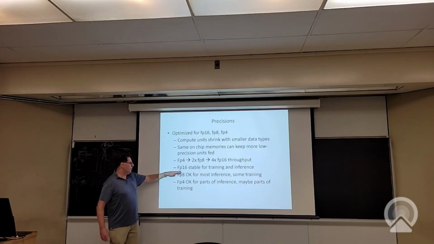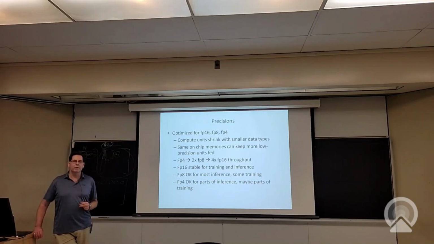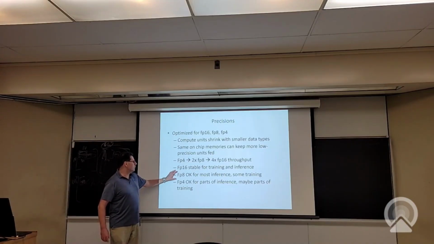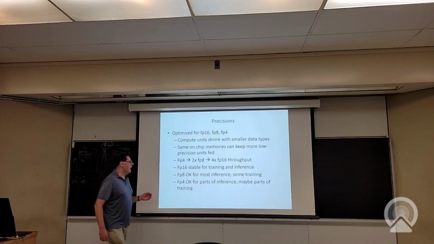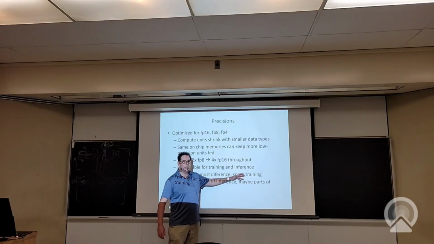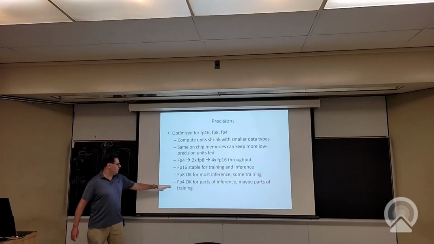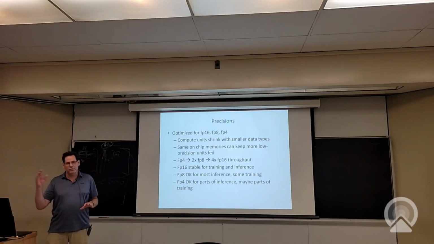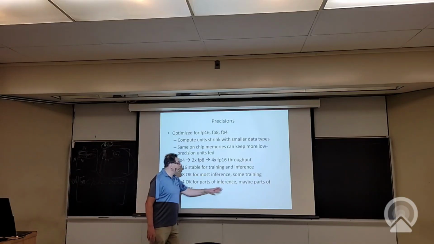So what do they use this for? FP16 is at this point stable for both training and inference. You normally do not have to train in FP32 anymore with good training recipes. FP8 is good for inference if you're careful, and some training, although it's harder, so it's a bit more risky for training, but some people have shown it can work. FP4 is okay for parts of inference, so you usually don't take all the layers or all the decoders in a transformer, but you can take some of them, and maybe parts of training.